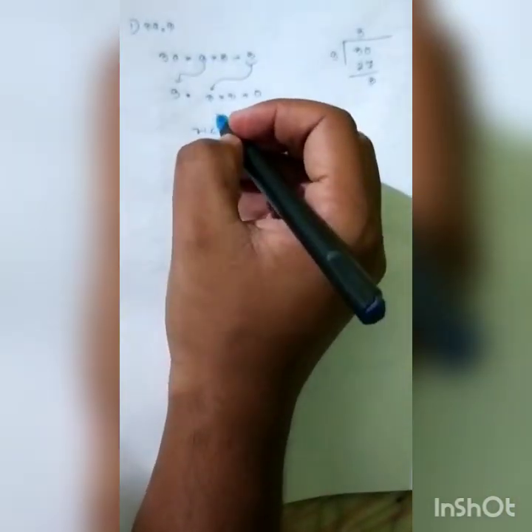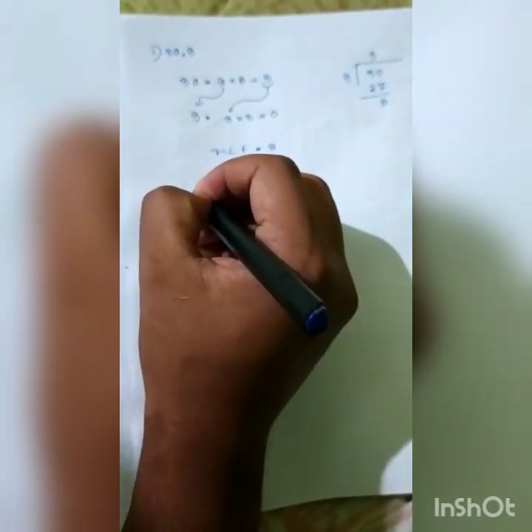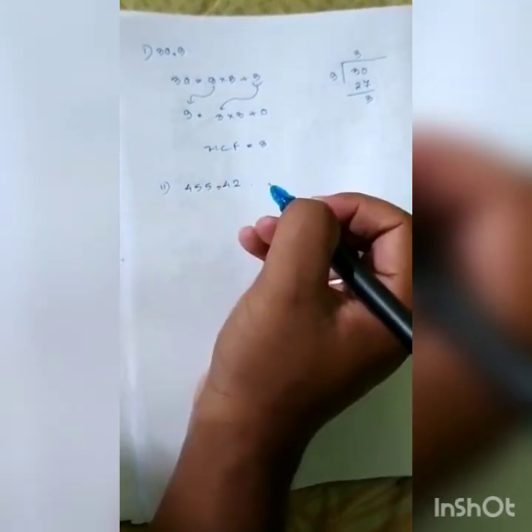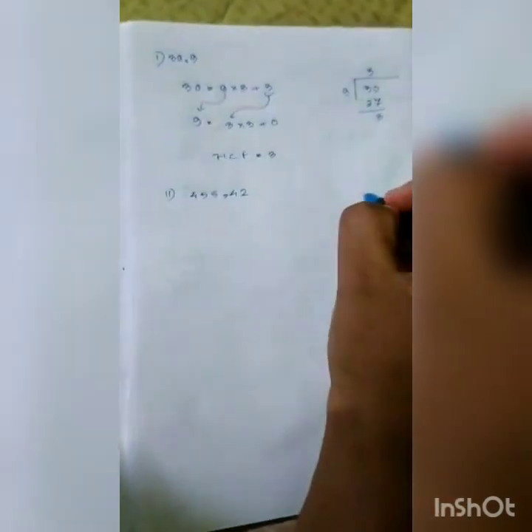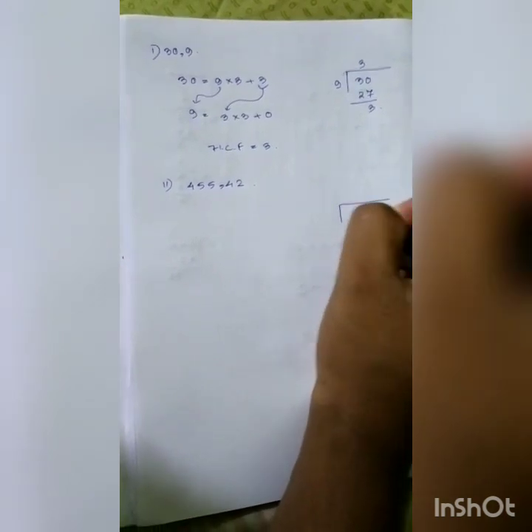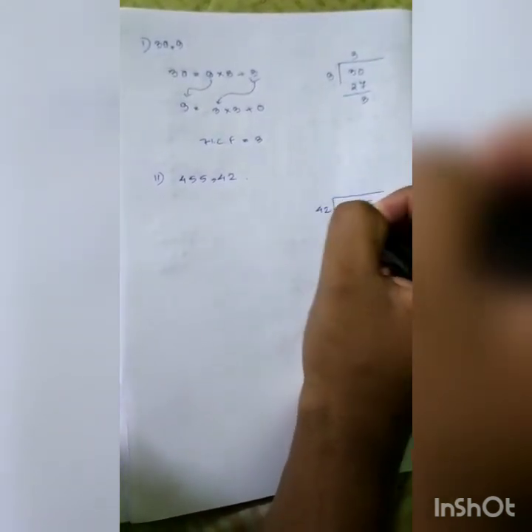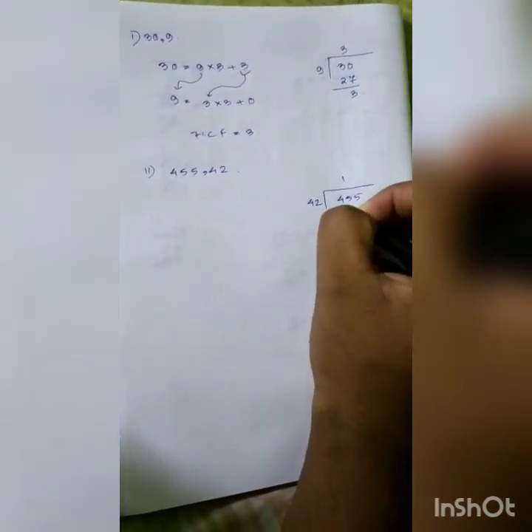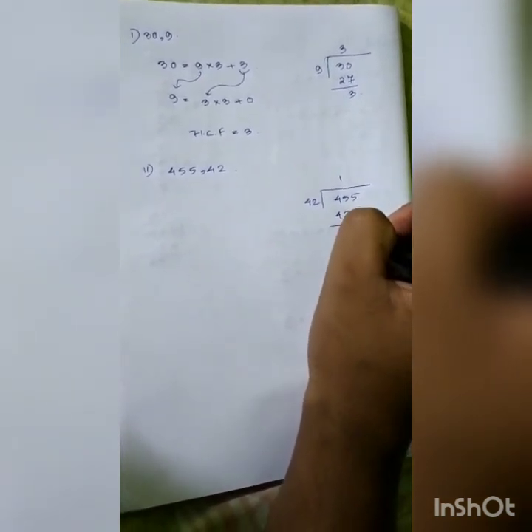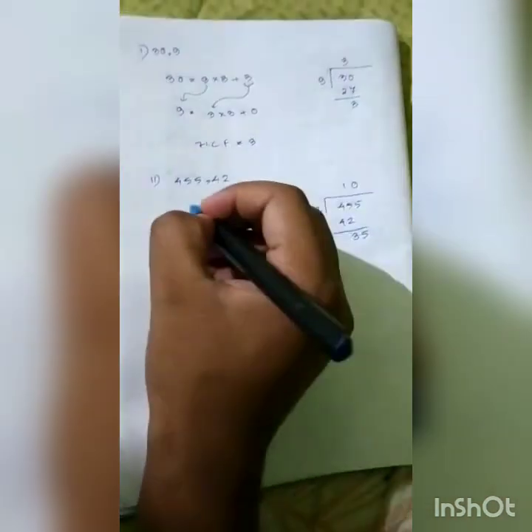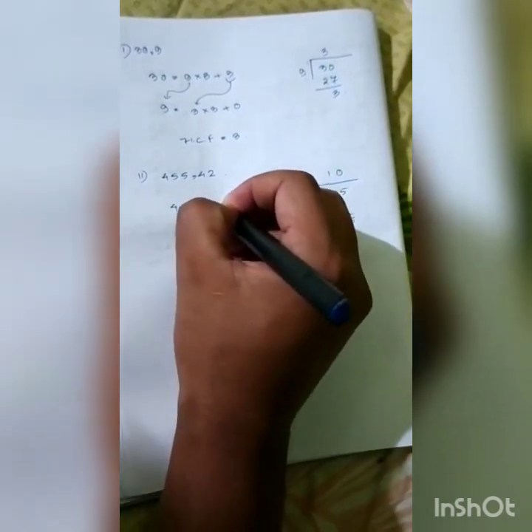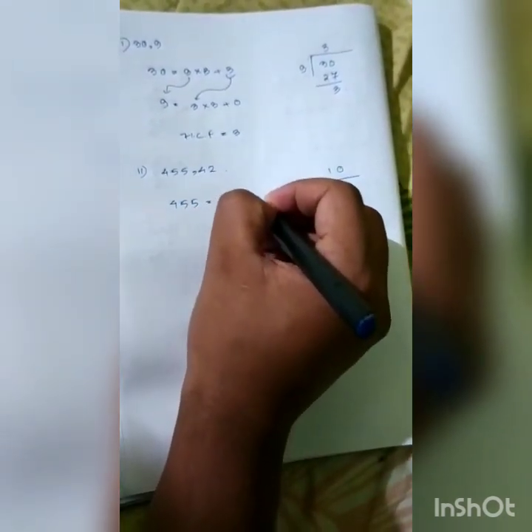I will take one more example, 455 and 42. It is given in the example section of the NCERT book. Here also we have to divide the larger number by the smaller number. So 455 is divided by 42. 42 multiplied by 10 is 420, and the remainder is 35. So this will be in the form 455 is equal to 42 into 10 plus 35.